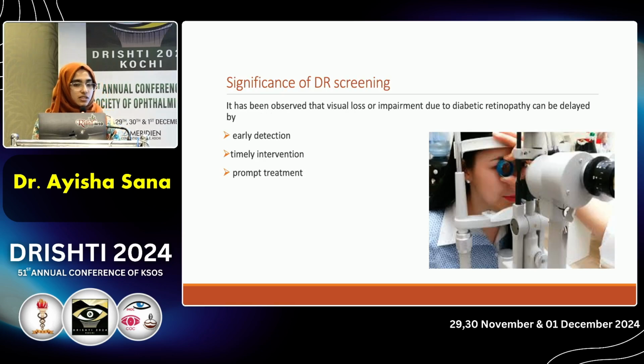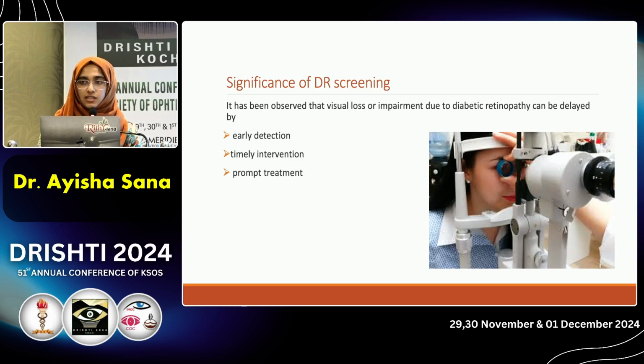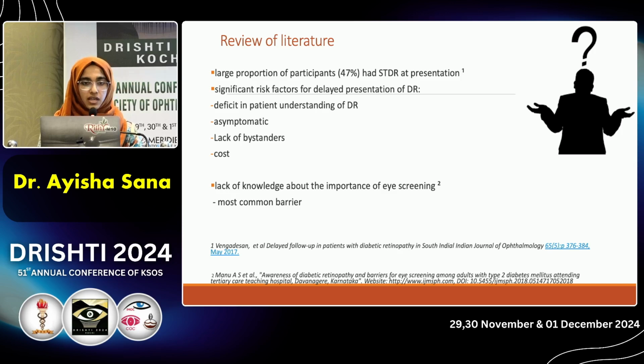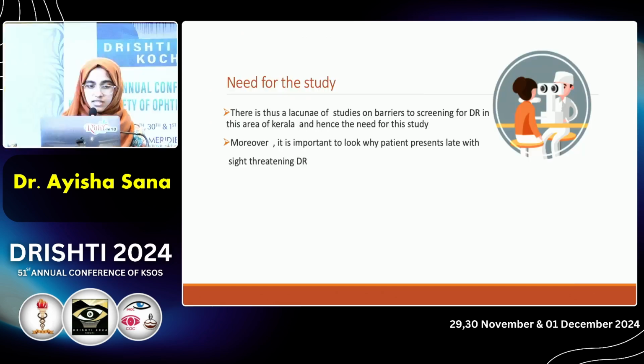The significance of diabetic retinopathy screening is that the visual loss or impairment due to diabetic retinopathy can be delayed by early detection and timely intervention in the form of prompt treatment. On reviewing a few studies, it was found that a large proportion of the patients had sight-threatening diabetic retinopathy at presentation, and the significant risk factors for delayed presentation include lack of knowledge, patients being asymptomatic, lack of bystanders, and cost, etc.